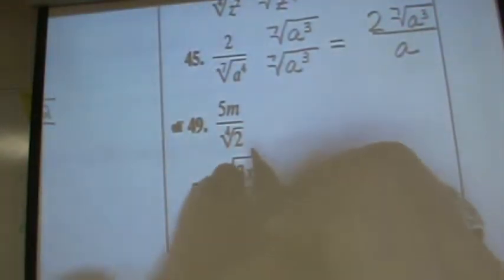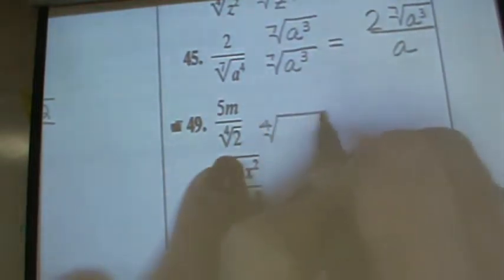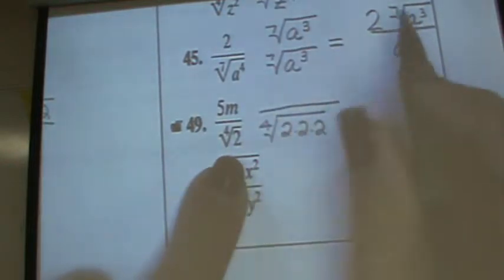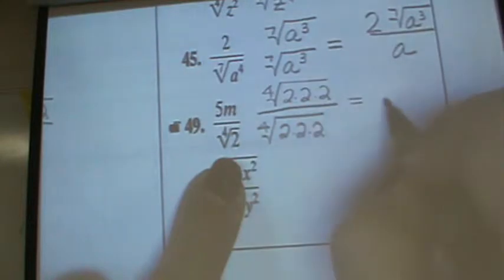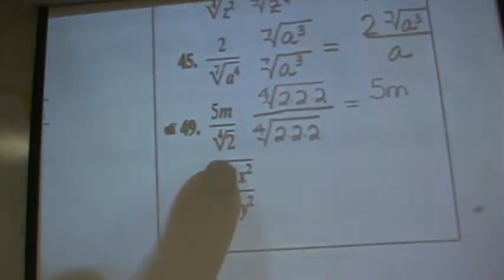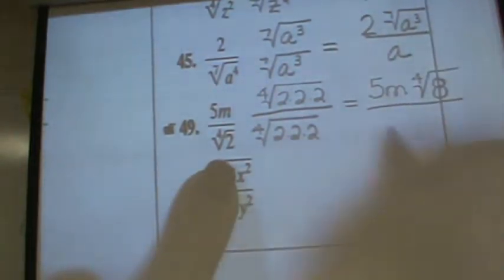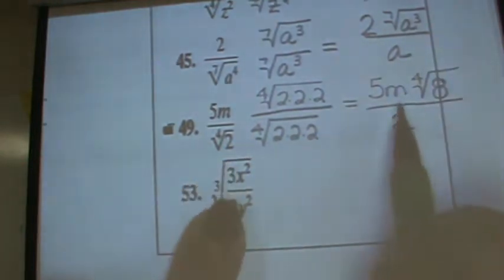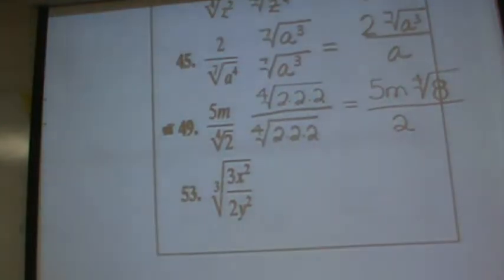49, I need 4 2's. So I need 3 more. Really, I need 8. I need the number 8. So this is going to be 5m moving across times the fourth root of 8 over plain old 2. Now, if this 5 were divisible, if 2 could go into 5, I would divide, but it's not.